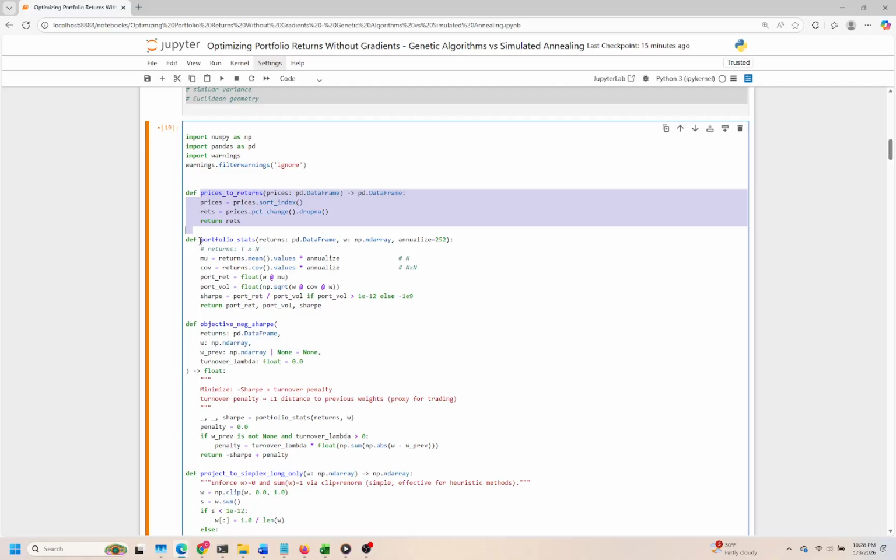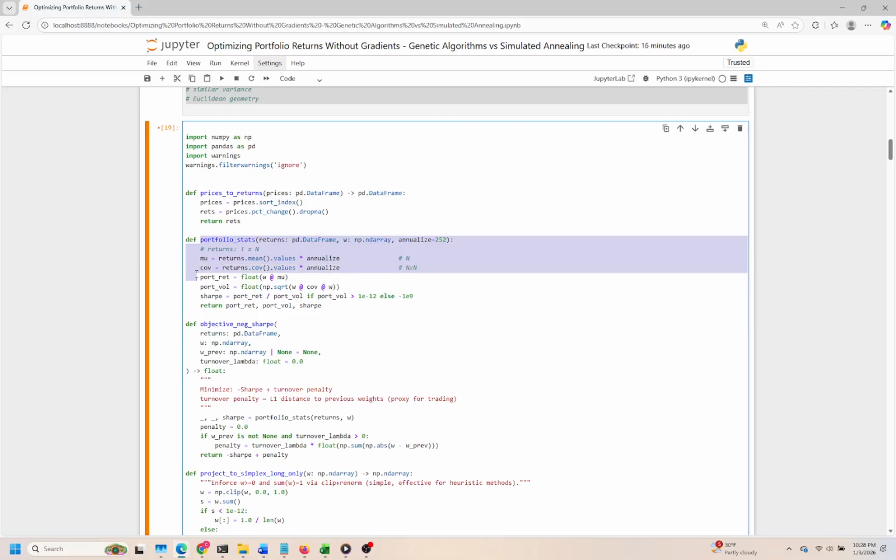Next, we encounter the portfolio_stats function, which takes returns and weights to calculate crucial portfolio metrics like expected return, volatility, and the Sharpe ratio. It does this by first determining the average return and the covariance matrix from the returns data frame, scaling these values to an annual basis using a preset factor. This is vital because it allows for a clearer comparison across different time frames. The weight vector is then used to compute the portfolio's expected return and its volatility, with special care taken to handle the scenario where volatility is negligible, preventing division by zero.